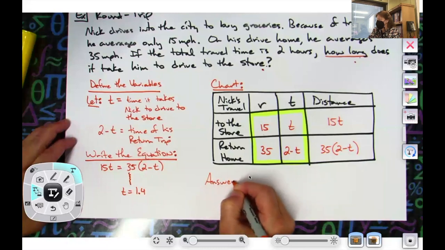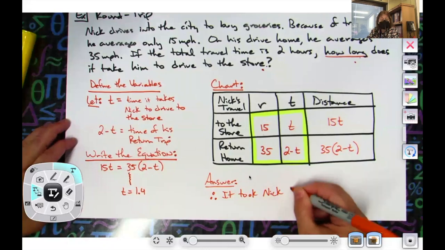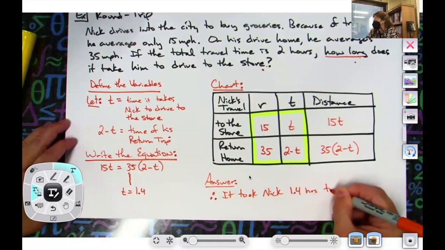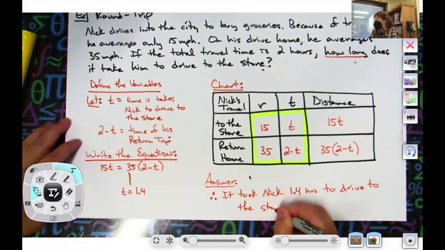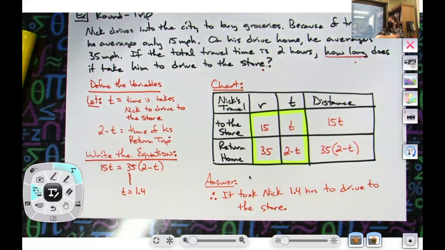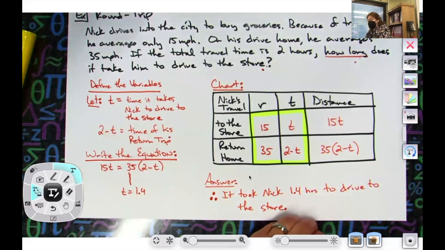I can draw a conclusion of: therefore it took Nick 1.4 hours to drive to the store. There's no common sense if you don't write a therefore statement, which we didn't yesterday, we just kind of put them in a box, okay? I mean, the answers can be a little bit different. I do want you to understand what this therefore is. I've done all this work. I have mathematically justified the conclusion that I have just drawn. Then you write a logical sentence that makes sense based on the story problem. Okay, are we good so far?